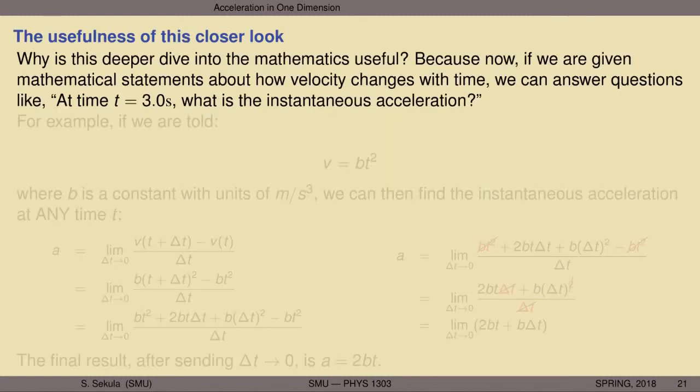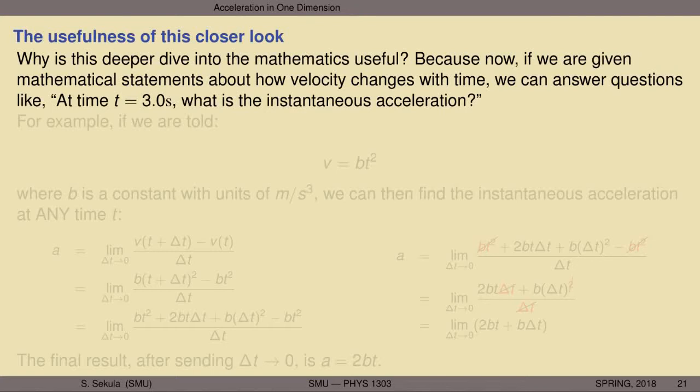So let's do that. So here is the usefulness of this closer look that we just took. Why was this so useful? Because now, if we are given firm mathematical statements about how velocity changes with time, we can answer questions like the following. At time t equals 3 seconds, what is the instantaneous acceleration? Now before, we just had an equation with nothing to plug into it. We had no way of answering this question, but now we can actually take the first steps in addressing this question with a firm answer.